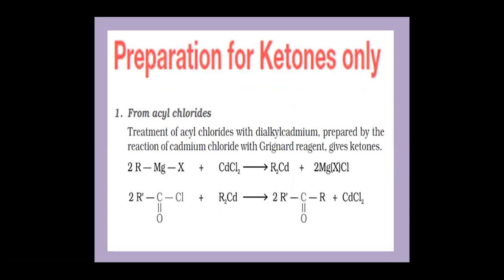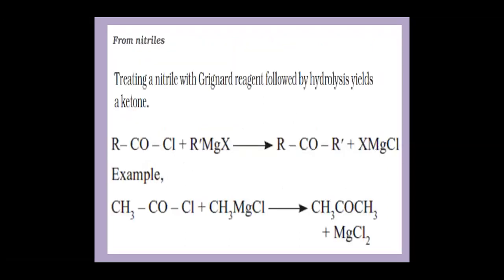Preparation of ketones only: from acyl chloride, when acyl chloride is treated with dialkyl cadmium, it gives ketones. Second method, from nitriles: when nitriles are treated with Grignard reagent, followed by hydrolysis, they can give ketones.